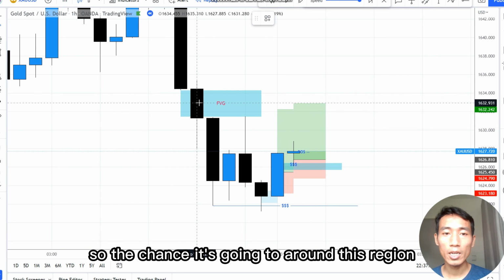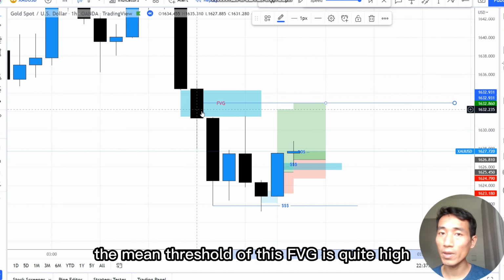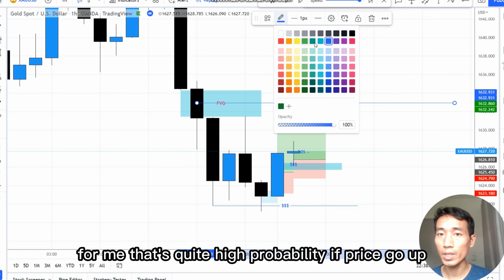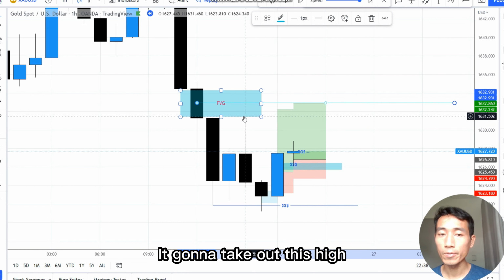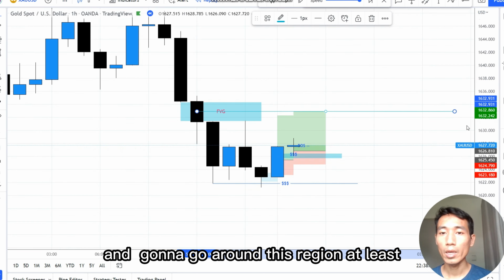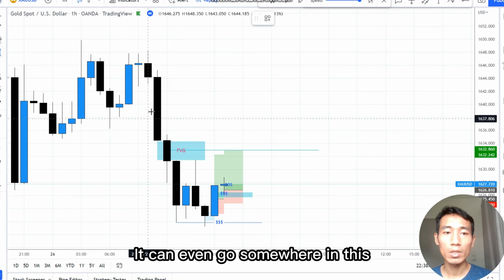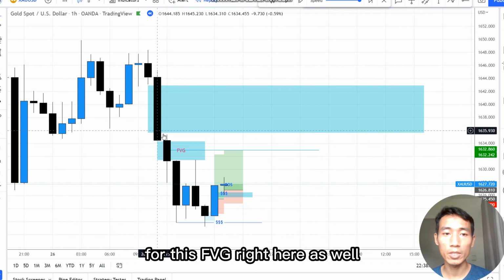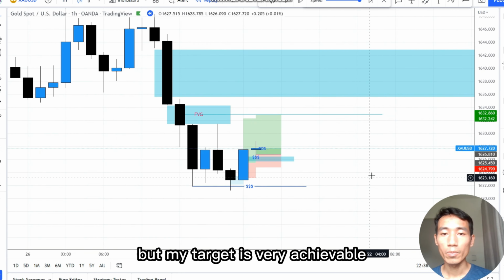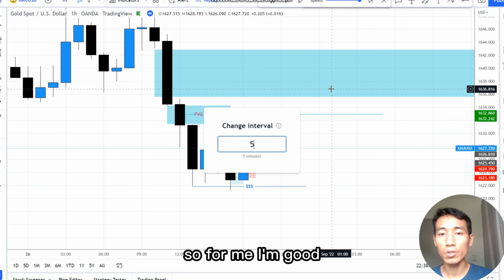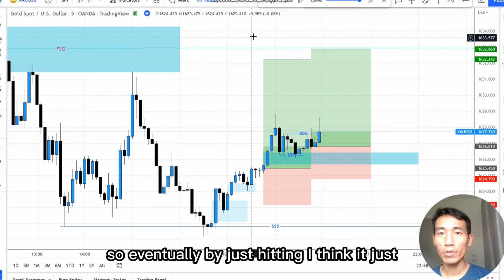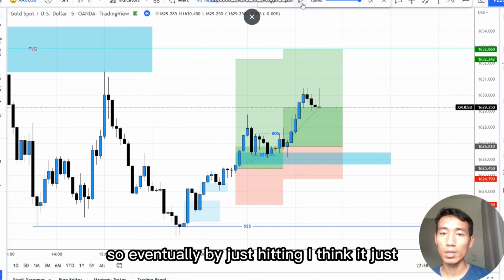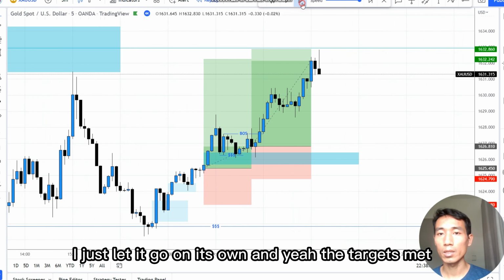Right here, we have the value gap already mitigated a little bit. So the chance that they go into around this region, the mean threshold of the fair value gap, is quite high. For me, that's quite high probability. If price goes up, you're gonna take out this high, and you're gonna go around this region. At least, you can even go somewhere in this void, this fair value gap right here as well. But my target is very achievable, so for me, I'm good. When you want to trade right now, that's what I'm aiming for. So eventually, price just hitting. I just let it go on its own, and yeah, the target is met.